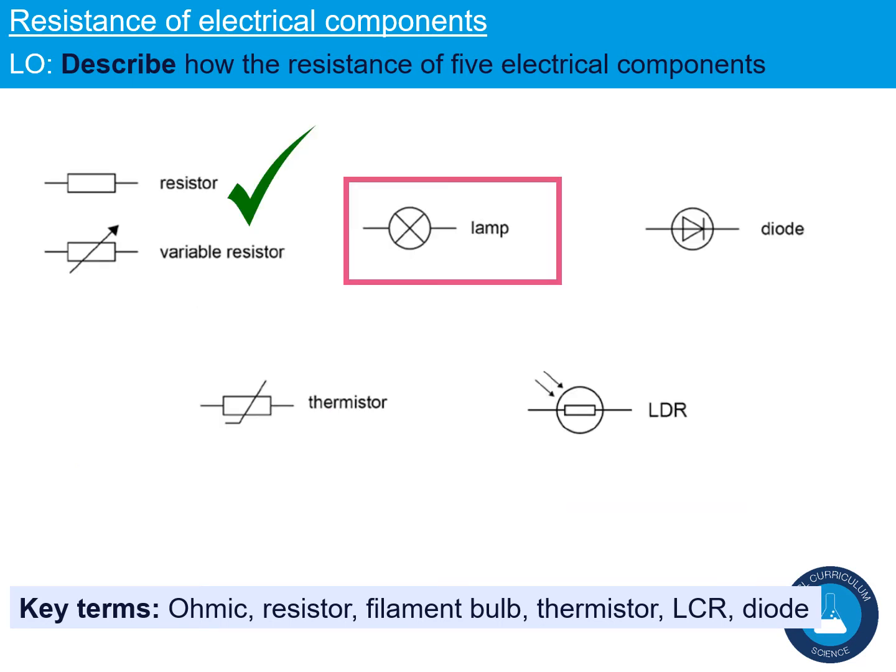We have now looked at Ohm's law, and we've looked at 2 examples of components that obey Ohm's law, that is the resistor and the variable resistor. We are now going to look at our first of 4 non-ohmic conductors. And we are going to start with the lamp, which is in the pink box here, sometimes also referred to as a filament bulb.